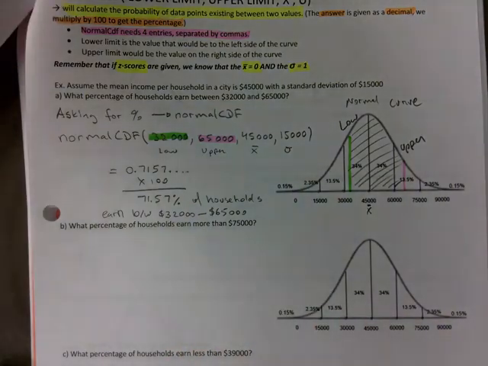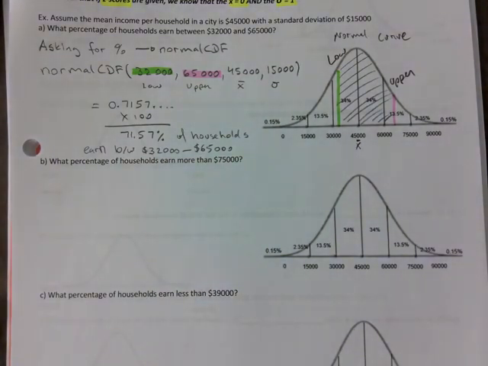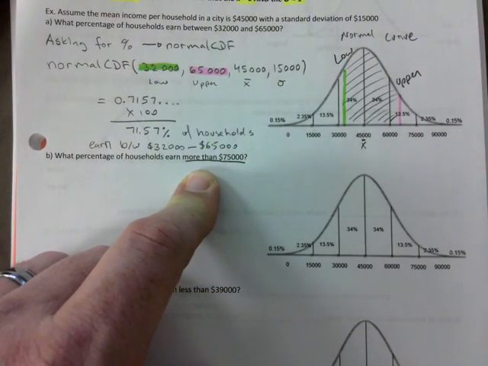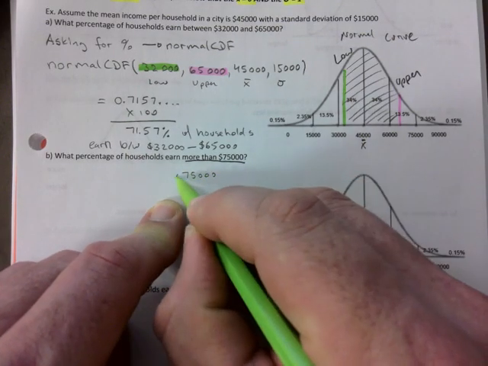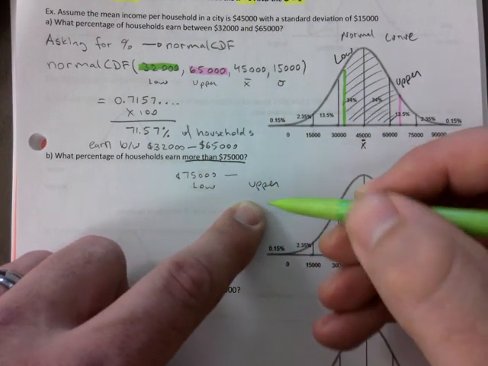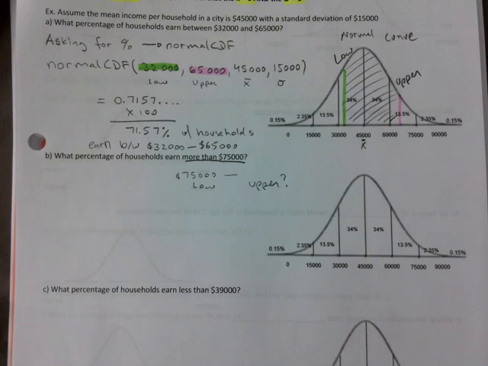Next. What percentage of households earn more than 75,000? More than 75,000. So there is no upper and lower, is there? So basically what it's saying is that 75,000 is your low, and what is the upper? There is no upper. What's going on here? Because normal CDF needs both.